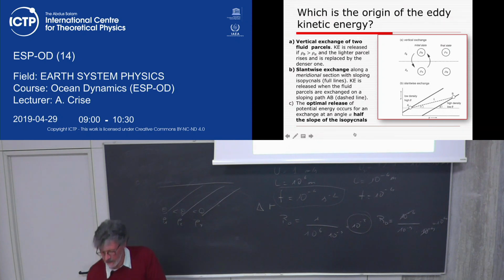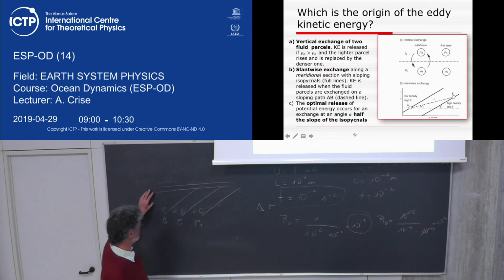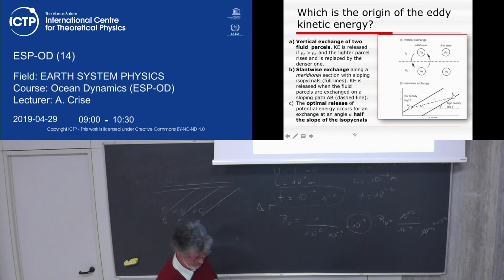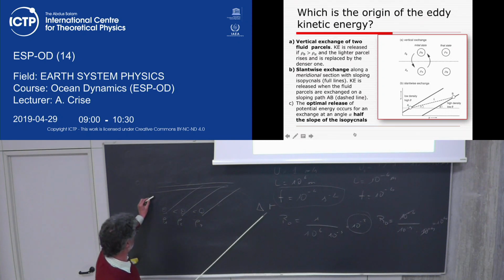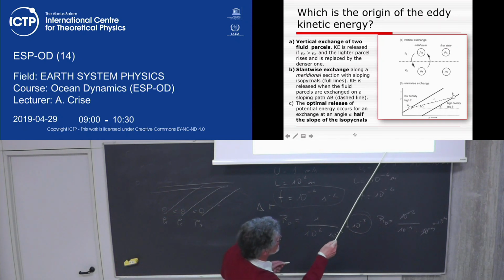And the influence of the salinity is less important. So if you move this way, for example, you have the boundary current that goes this way, you are moving a water parcel toward higher latitude where the density is higher.